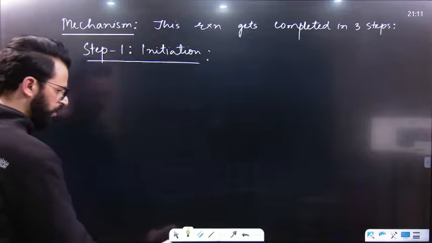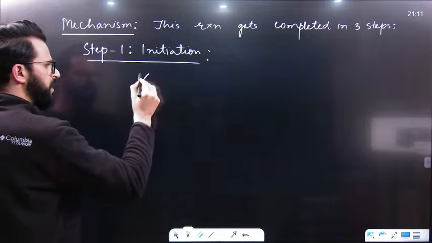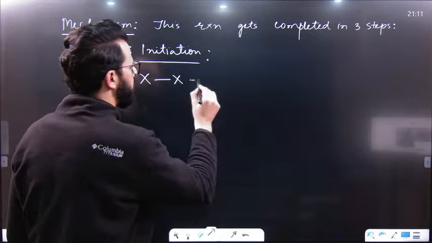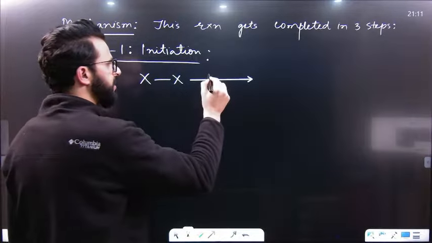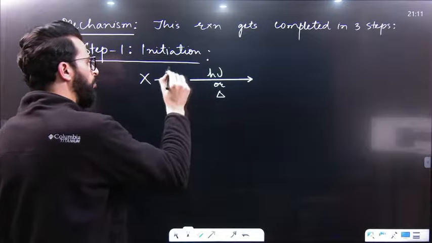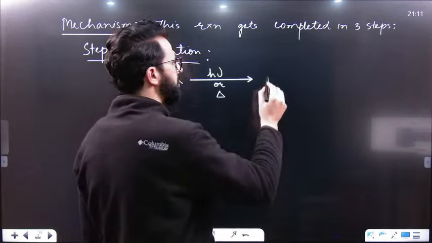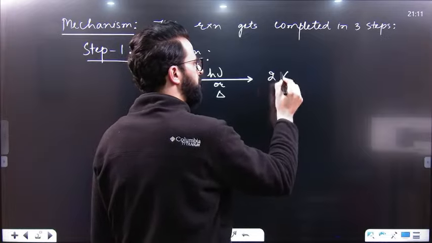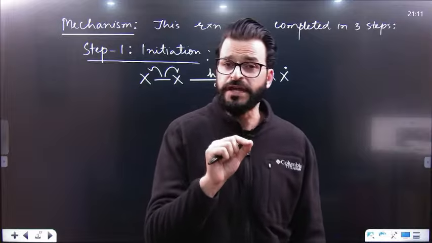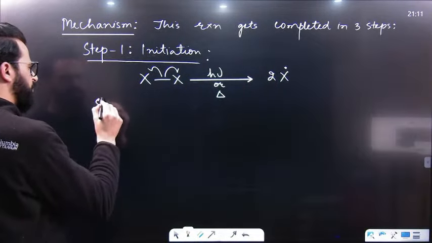So what will be the first step? That is initiation. That means our reagent will form a free radical, either in presence of light or in presence of heat. Homolytic cleavage takes place between X and X, and it results in the formation of a free radical, or odd electron species. Now, this free radical will attack the substrate, and our second step will be propagation.